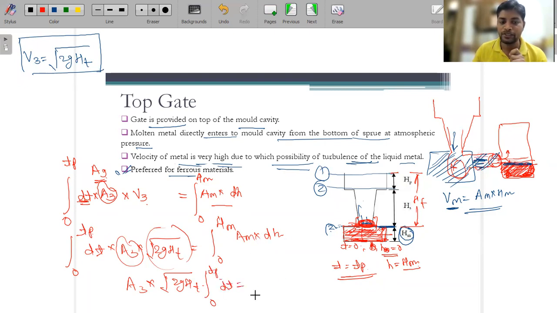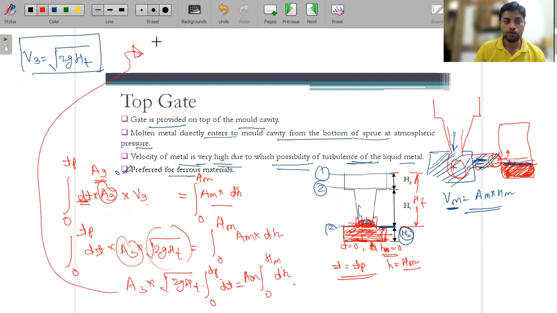And here Am is basically the mold cross-sectional area, which is not varying throughout. So it will be Am, with the integral from 0 to hm of dh. When you integrate, dh becomes h and dt becomes t. So this is A3 into root 2gHt into TP minus 0, I'm just writing TP. Then it is equal to Am into hm minus 0, so this becomes hm only.